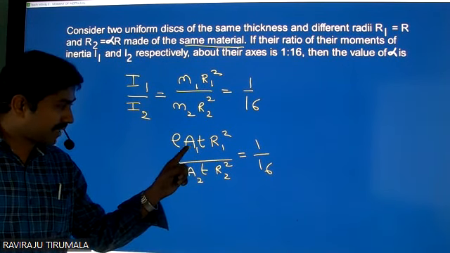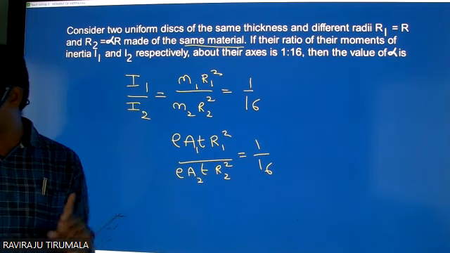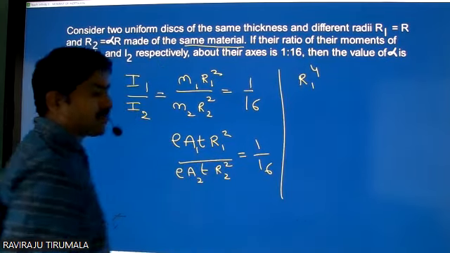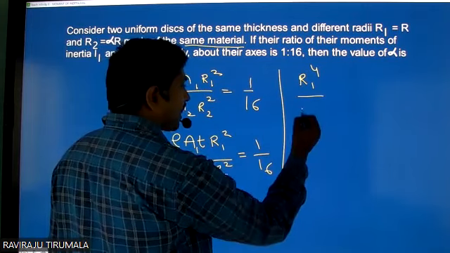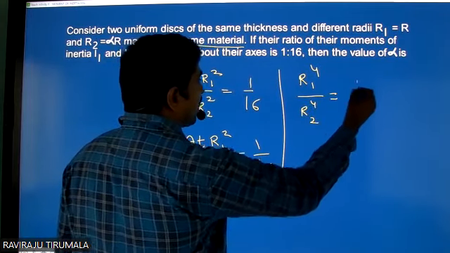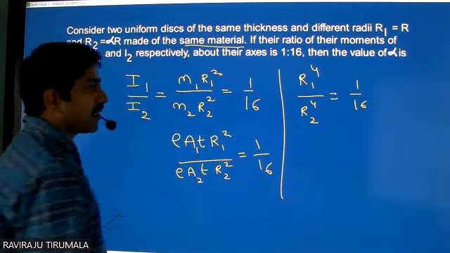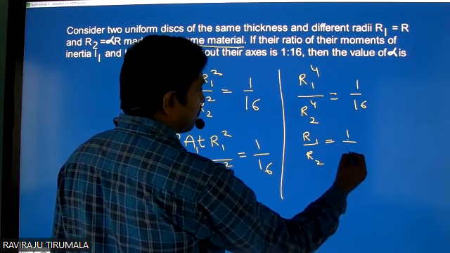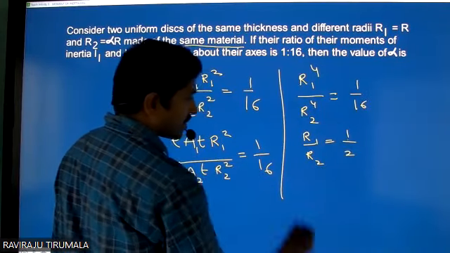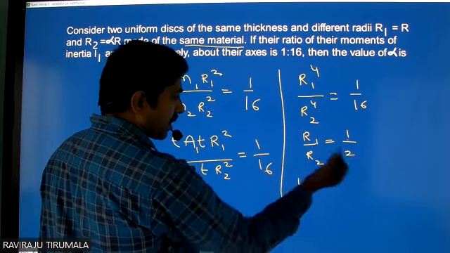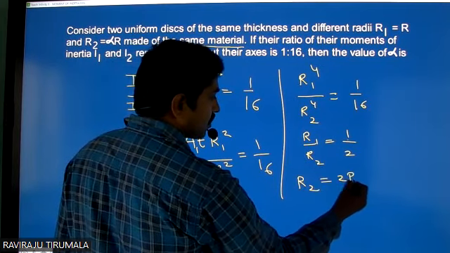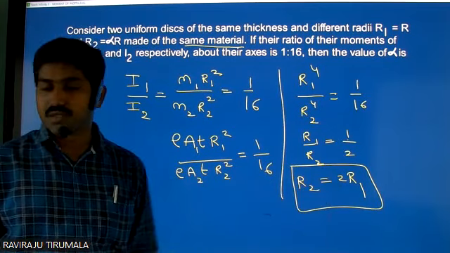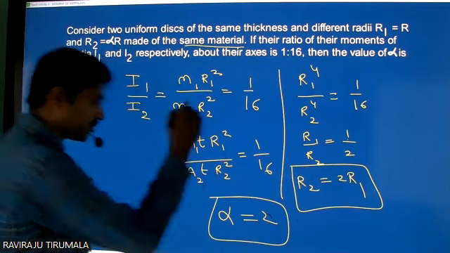Area means pi r square. This is pi r1 square, this is pi r2 square. Pi and pi will get cancelled. You will have r1 square into r1 square. How much? r1 square into r1 square will be r1 power 4 by r2 power 4, equal to 1 by 16. Then r1 by r2 to the power 4 is 1 by 2 to the power 4, na? So power 4 will be cancelled on both sides. The answer will be r1 by r2 equal to 1 by 2. Then r2 equals how much? 2 r1. It was given r2 equals alpha r1, so alpha will definitely become 2. So now the answer for alpha is equal to 2.